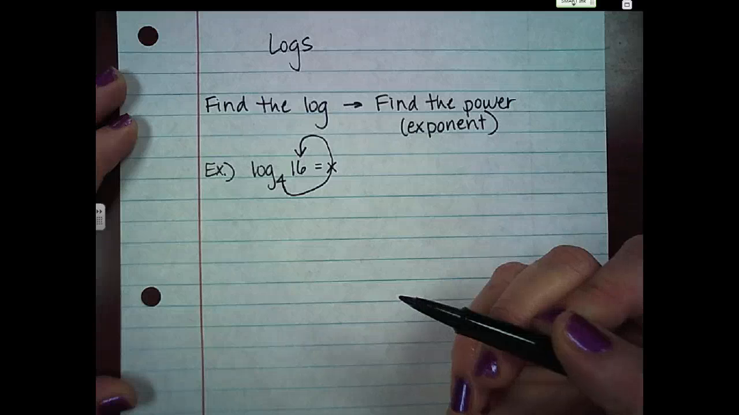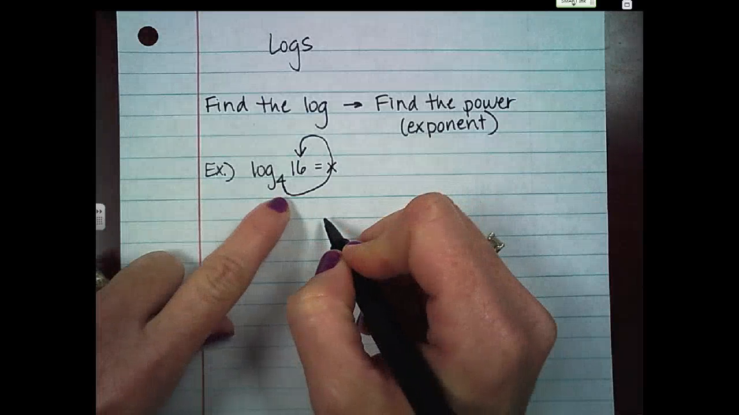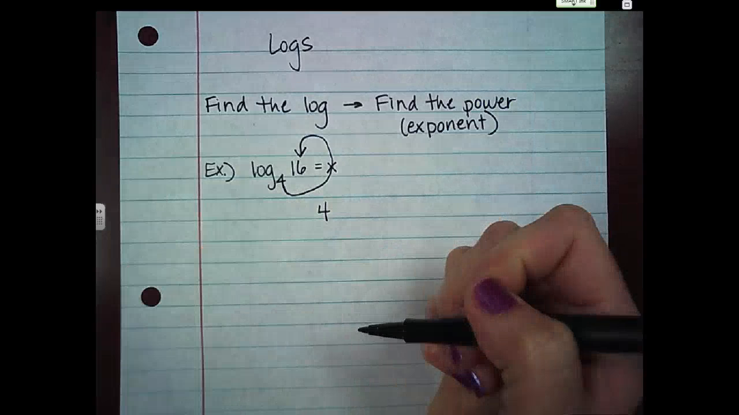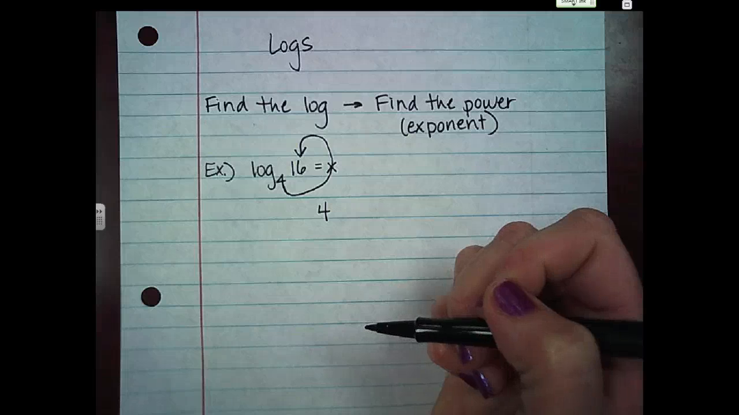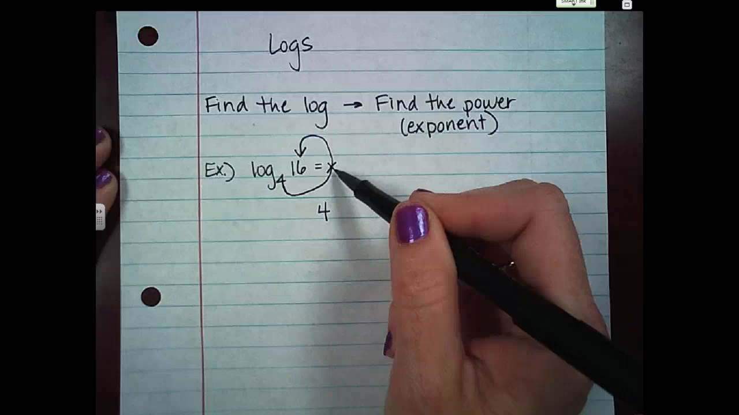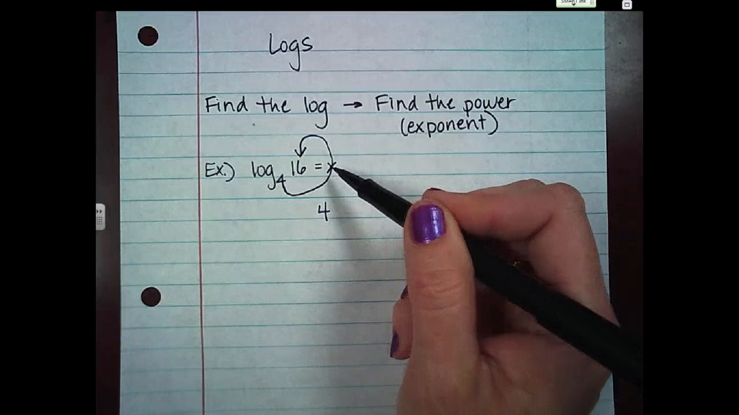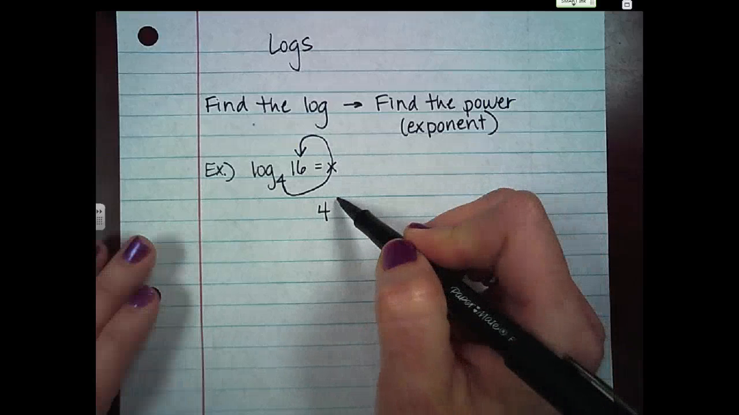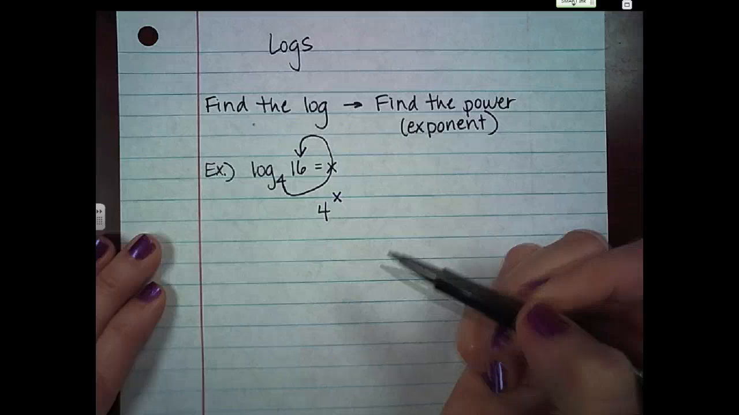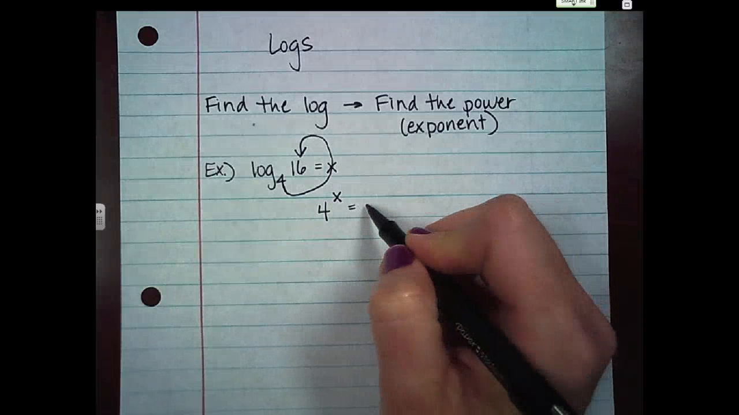So watch what that means. Where did we start our pencil? We started at the 4, because the base of a log is the base of an exponential problem. Then we went through the x, and that's because the answer to a log is an exponent. We're looking for an exponent, so there's my x. And the answer that follows the log is actually the answer to the exponential, 16.